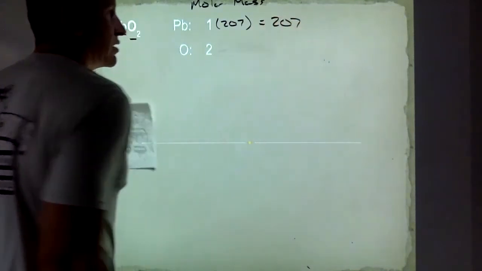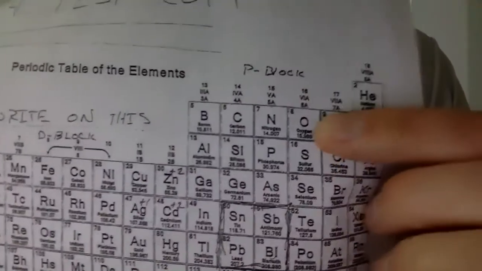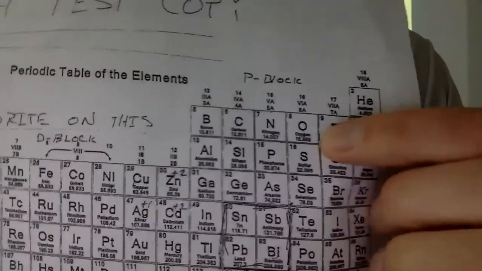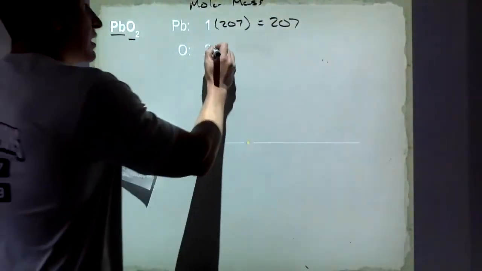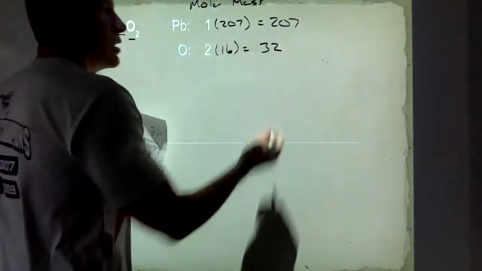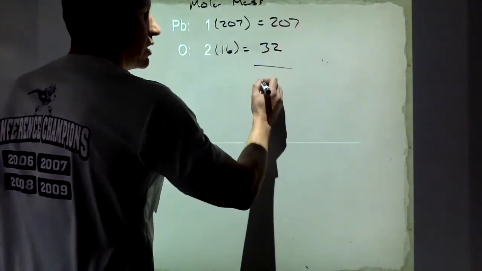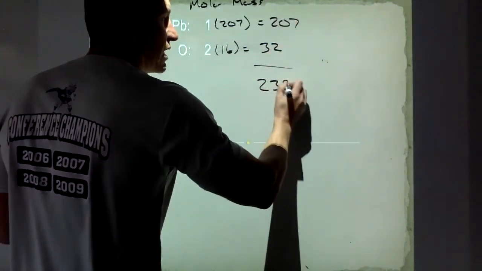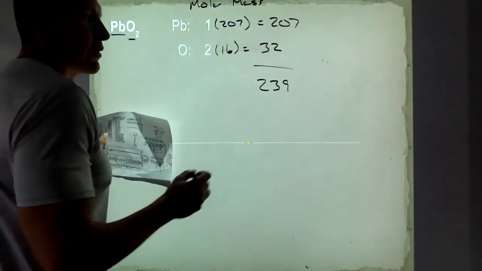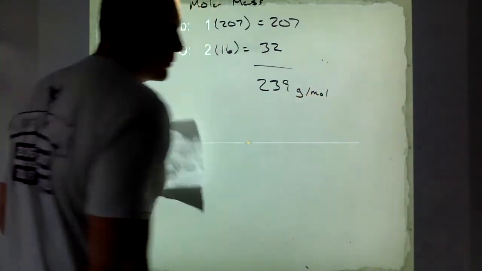And that equals 207. Now there are 2 oxygens in this molecule, and oxygen is right here. You see its mass is 15.99. We could just call that 16. So there are 2 of them. 2 times 16 equals 32. So now I go 207 plus 32 is 239. That is the molar mass. We write that as grams per mole.